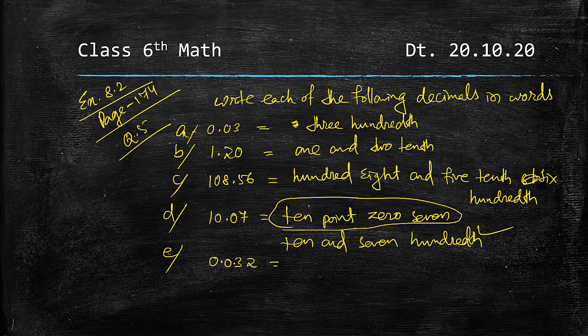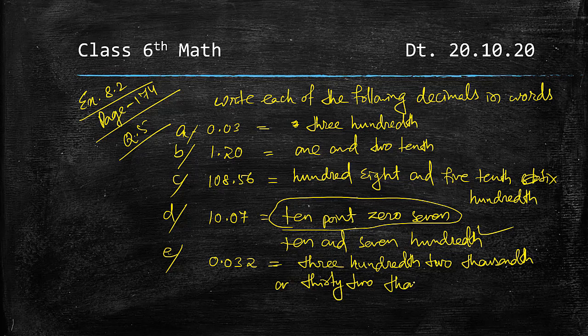Then 0.032. So we can write it as 3/100th and 2/1000th. Okay, or we can write it as 32/1000th. Okay, both we can write. Whichever is convenient for you, you can write that one. Okay.